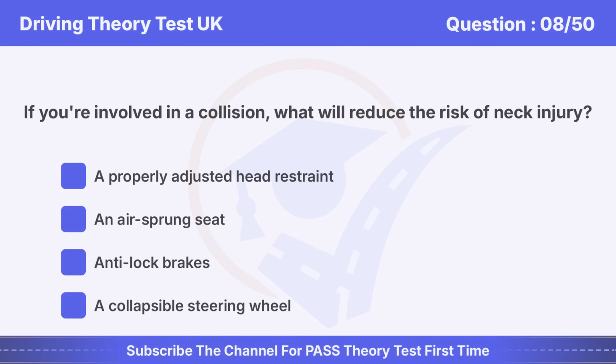Question 8. If you're involved in a collision, what will reduce the risk of neck injury? Answer is A. A properly adjusted head restraint.